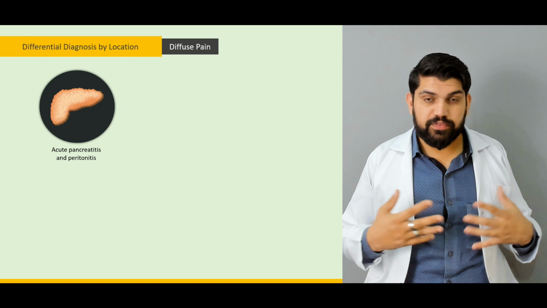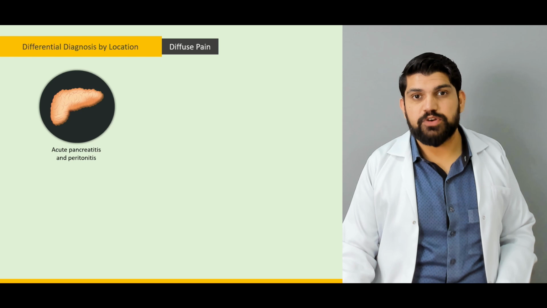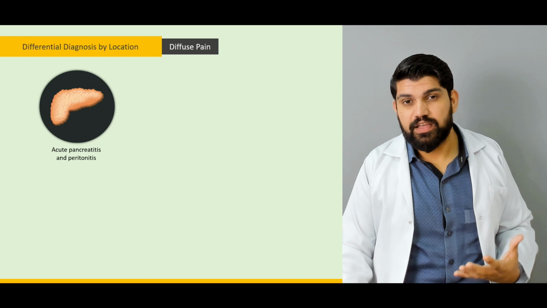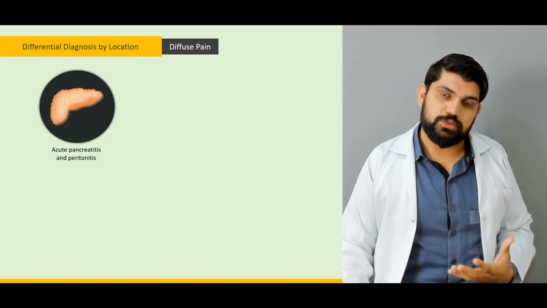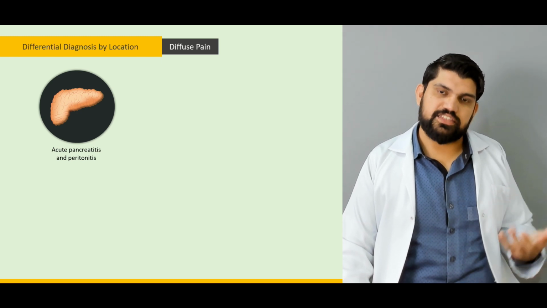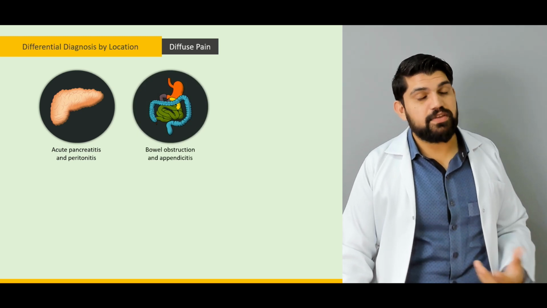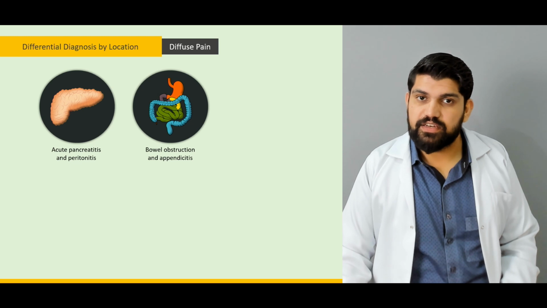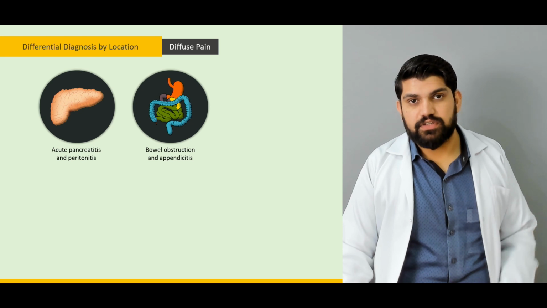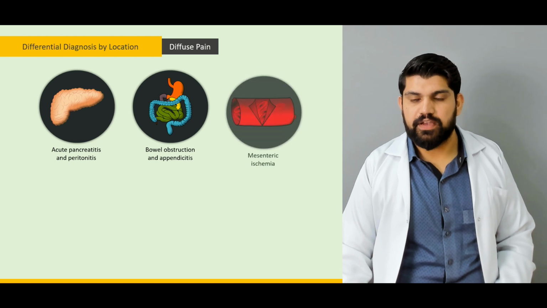So think of organs that might involve the peritoneum, or look for acute pancreatitis or peritonitis. These can present to you with generalized abdominal pain. And to be honest, this pain is really, really severe. If you ask the patient to rate this pain, they definitely say it's 10 out of 10. Bowel obstruction and appendicitis: sometimes appendicitis does present with diffuse pain when there is a perforated appendix. Bowel obstruction, especially small bowel obstruction, can present with diffuse pain.